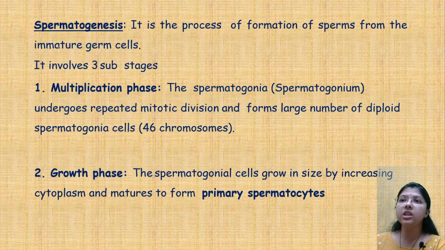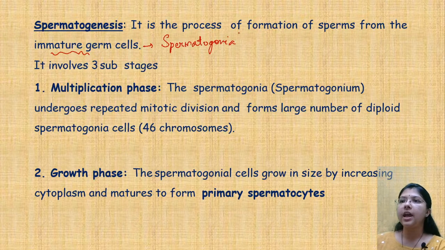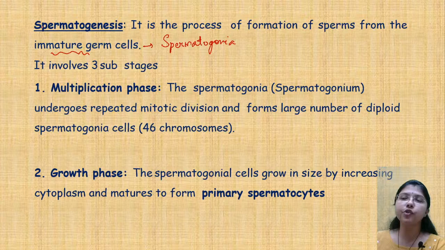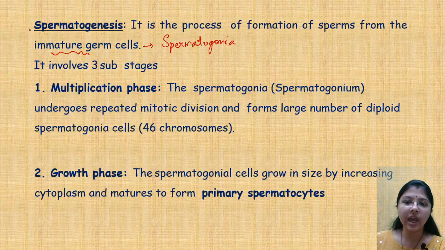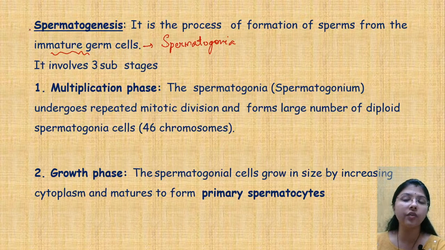Okay. So these immature germ cells, which are the immature germ cells? Spermatogonia. Okay. Right. Now, the complete process of spermatogenesis can be divided into 3 phases. One is called the multiplication phase, second is the growth phase, and the last phase will be termed the maturation phase. So let us see what exactly happens in the multiplication phase.